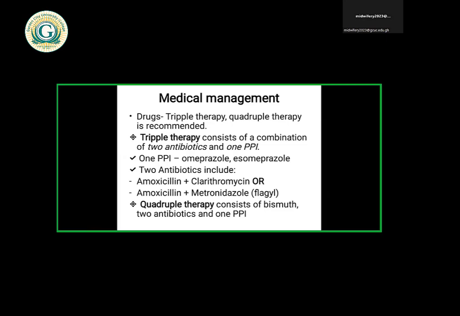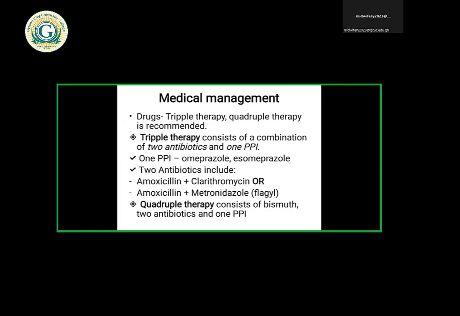We are talking about at least 2 antibiotics and 1 proton pump inhibitor. We all know what PPIs or proton pump inhibitors are. They are omeprazole, esomeprazole, lansoprazole, and all the others. And then 2 antibiotics. So triple therapy means 3 drugs minimum, whereby we have maybe 1 omeprazole and 2 antibiotics.